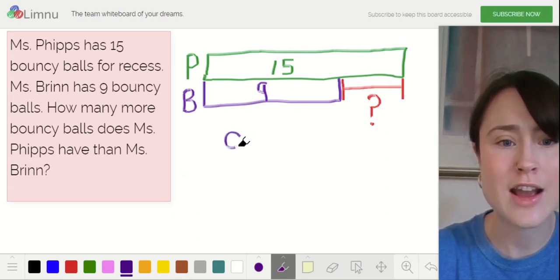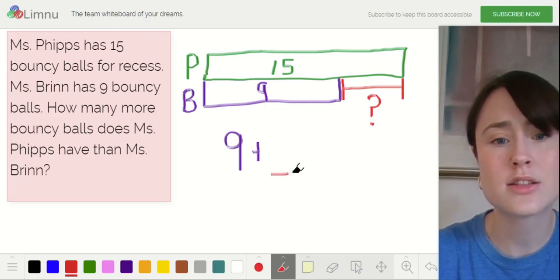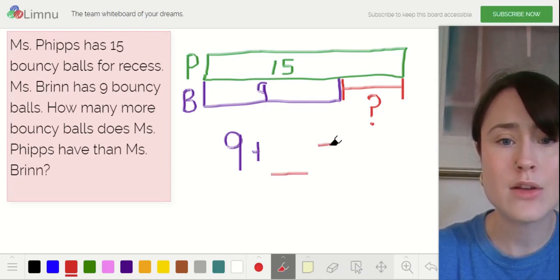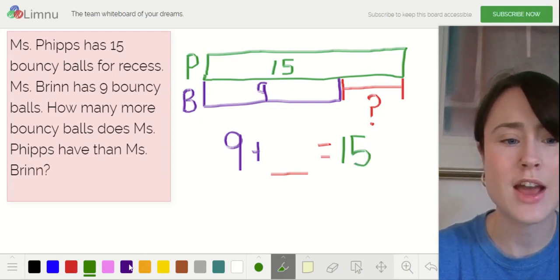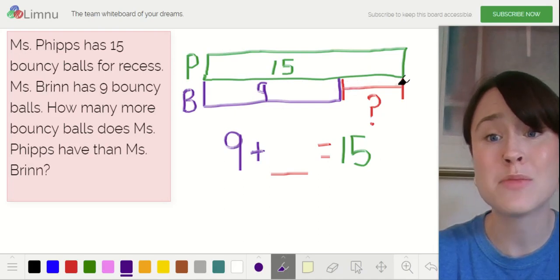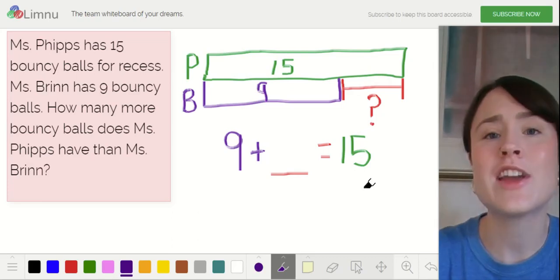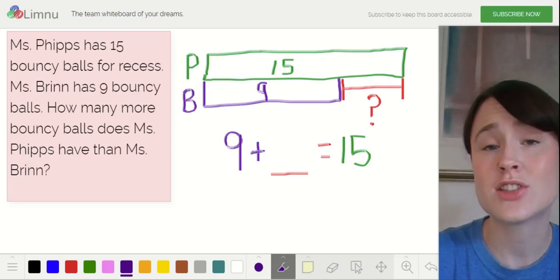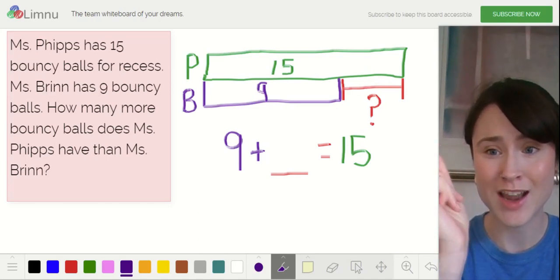I can write 9 because that's how many Miss Bryn has, plus something else equals 15. Let's think about that. If I start from 9 and I add on how many more Miss Phipps had, I get to Miss Phipps' number, 15. All right, go ahead and use a strategy to solve and figure out what that part is. Maybe this is a power fact you know in a snap.